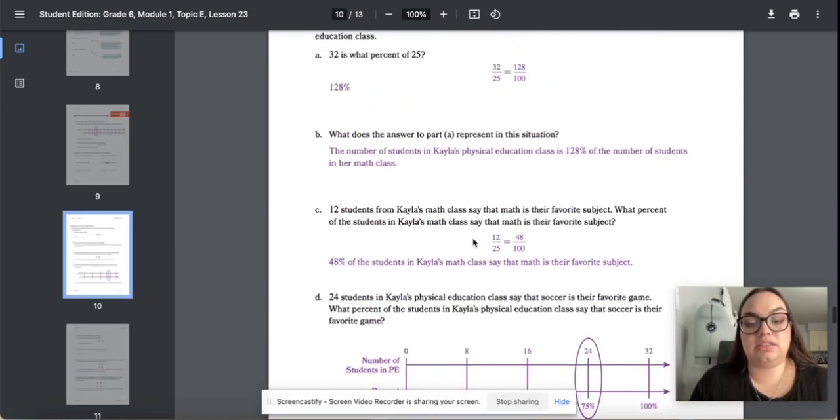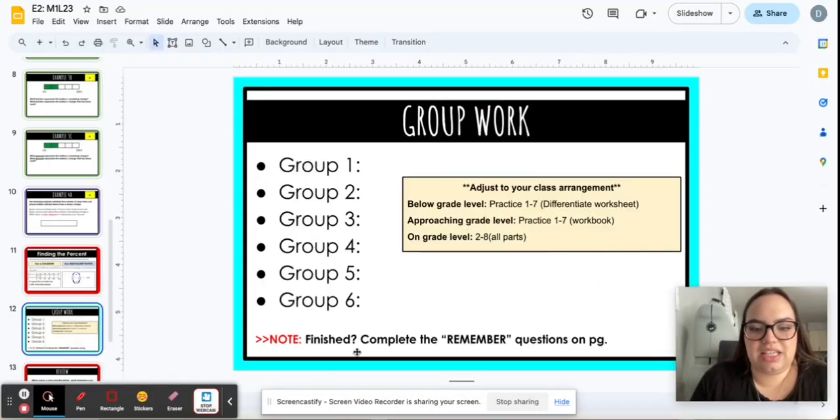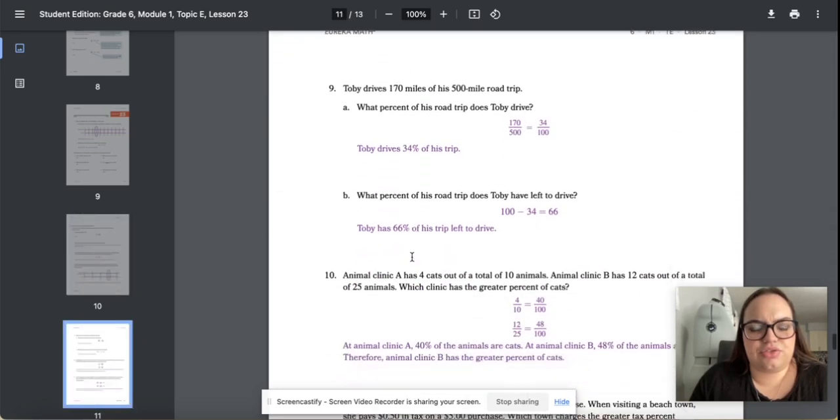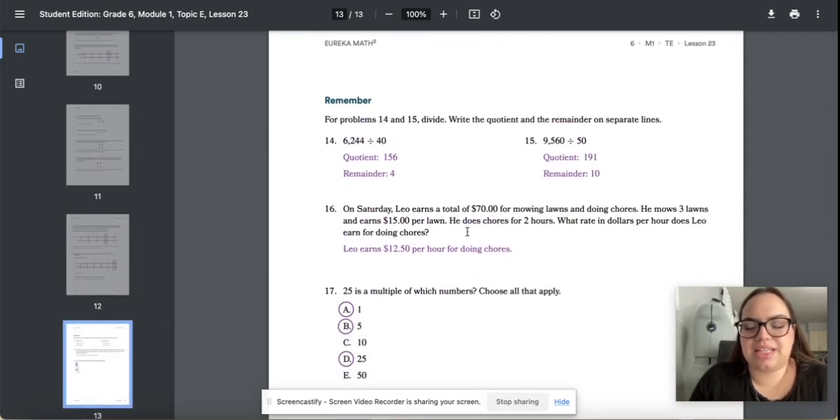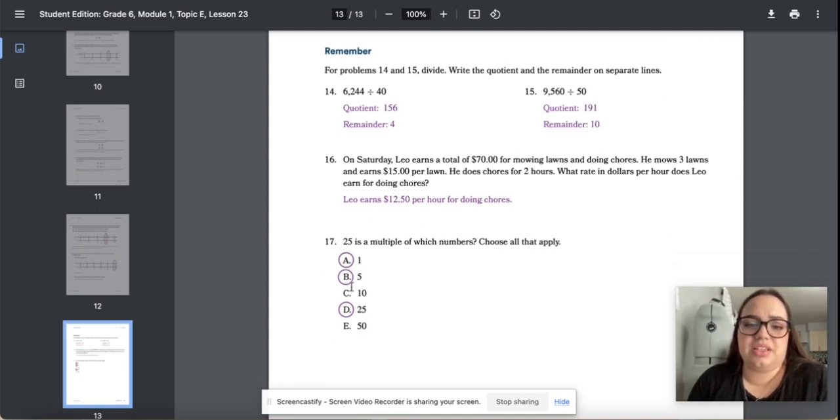And I'm trying to not make it so many questions. As you can see at the very bottom, it says if you're finished, you can complete the remember questions. That's something that is new in this Eureka. They provide these questions that kind of spiral to topics they should already be familiar with. And it's kind of fun because it's low stakes. Students can just practice their division here, word problem skills.